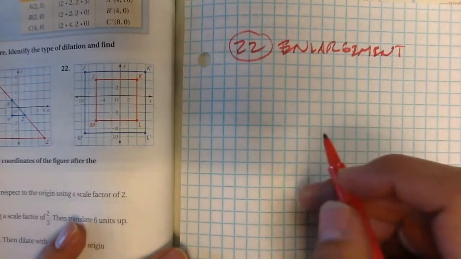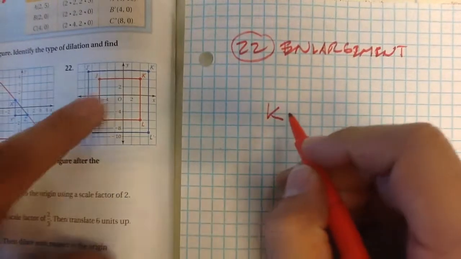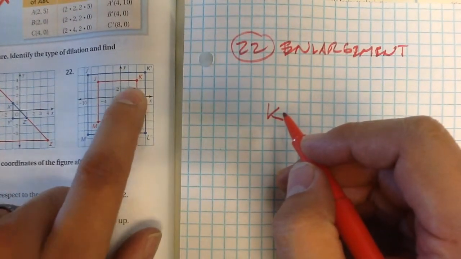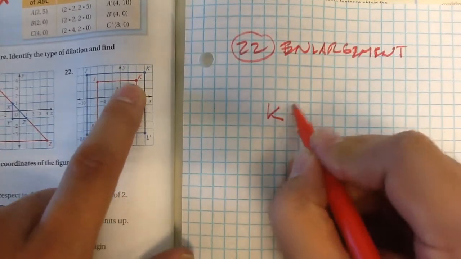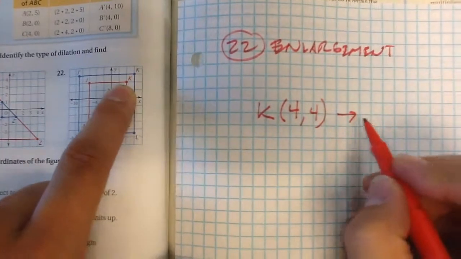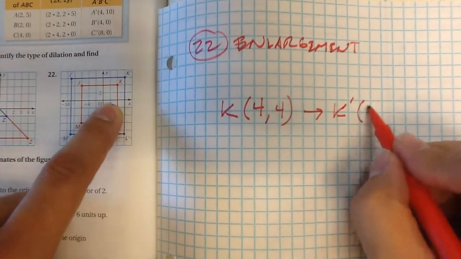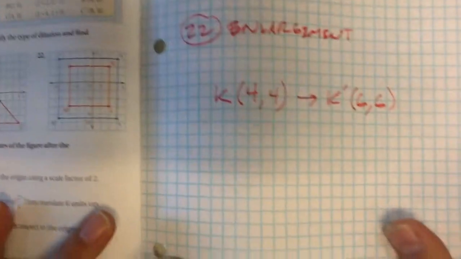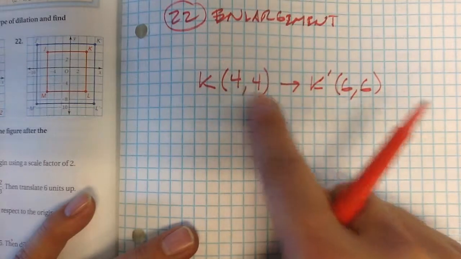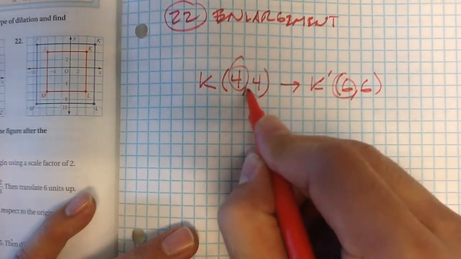Okay, one way to do this is to just pick a point. I'm going to pick point K, right here up in the corner. Now notice this graph goes by 2's here. So K has the coordinates of 4, 4, and K prime has the coordinates of 6, 6. Okay. Now, to find the scale factor, it's pretty much matching up corresponding coordinates, in this case, 4 and 6.